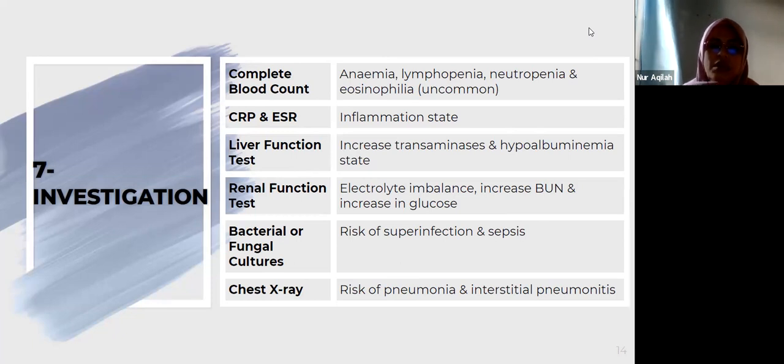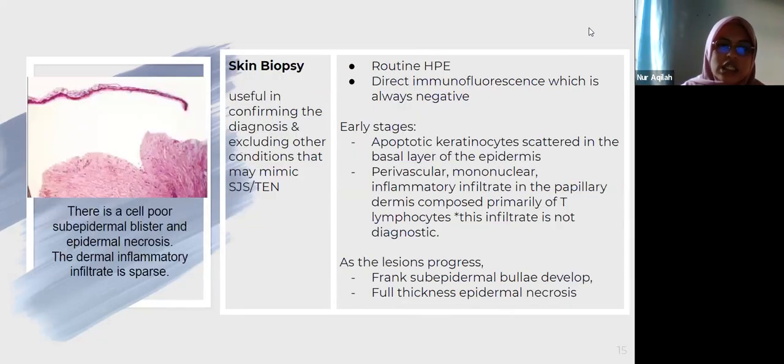Since the patient may have lost fluid, we also need to take a renal function test to check for electrolyte imbalance, increased BUN, and also increased glucose. In this patient, there is a risk of superinfection and sepsis, so we need to get bacterial or fungal cultures, usually from the blood or from the wound and skin lesion itself. We can also do a chest x-ray, because these patients are at higher risk of getting pneumonia and also interstitial pneumonitis. So the next investigation is skin biopsy.